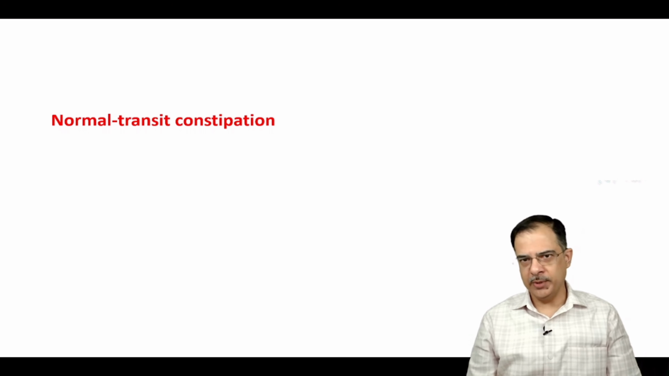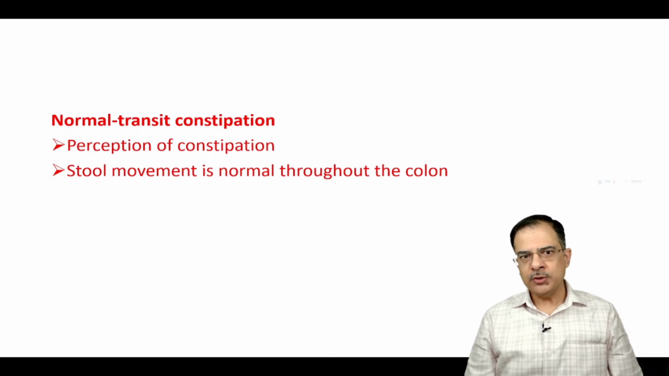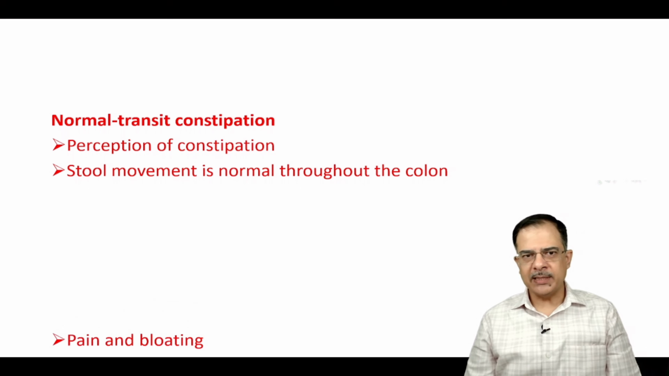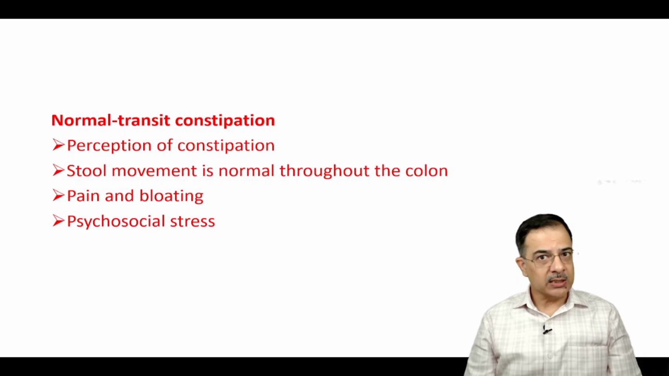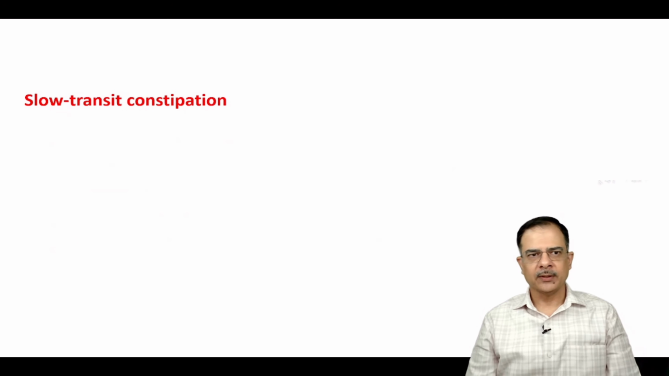Normal transit constipation. Normal transit constipation means that there is a perception of constipation, but the stool movements are normal throughout the colon. So when we do the transit studies, that will show a normal result. So it's only the perception of constipation. There can be pain and bloating in these patients. Stress history is commonly positive. And this condition, normal transit constipation, responds well to fiber supplementation and laxatives.